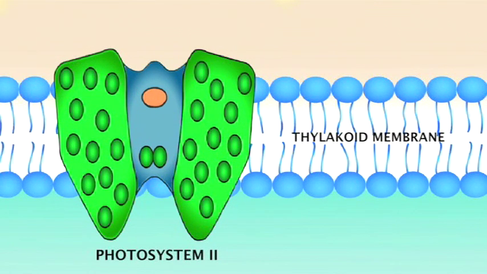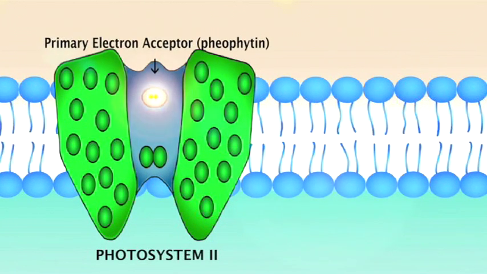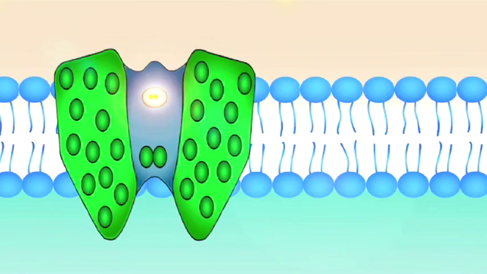Each time one photon of light strikes a chlorophyll molecule in a light-harvesting complex, its energy is absorbed, causing one of its electrons to become excited or energized. The energy is passed along until it reaches the reaction center complex, where it is transferred to a special pair of chlorophyll molecules. This energy causes each of them to eject an electron, and then donate it to a primary electron acceptor molecule called pheophytin.